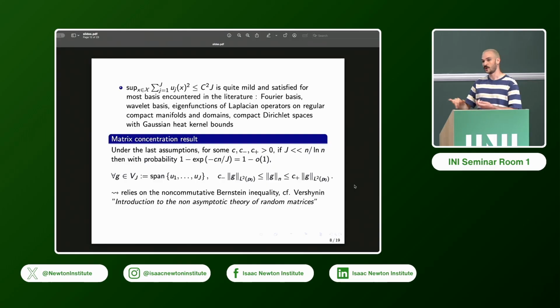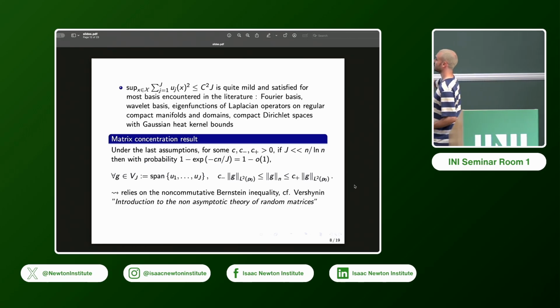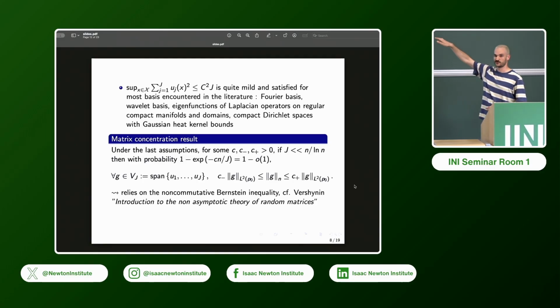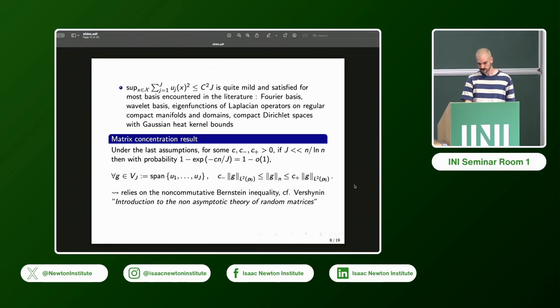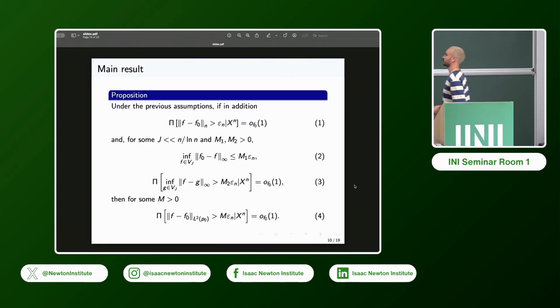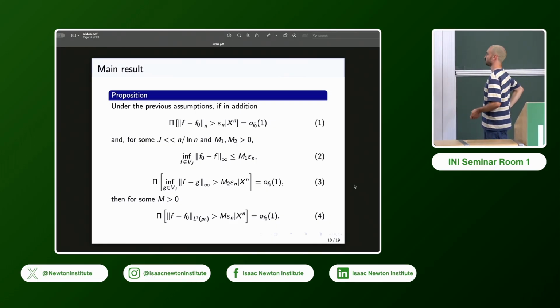Depends on how the tail is a posteriori. If the tail is small a posteriori, I can neglect the end of the spectrum in a way and focus on the first capital J of the eigenfunctions, and then I can apply the machinery here, basically.